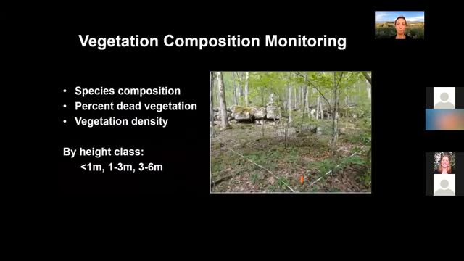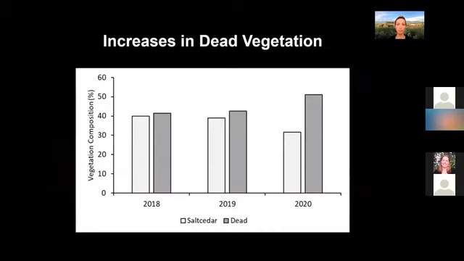So in addition to photographic monitoring, in 2018, we began quantifying vegetation composition and density at our monitoring stations in 3 different height classes in order to track potential longer-term changes in the vegetation community. Just very briefly, although we only have 3 years of data at this point, our initial results suggest that there are increases in dead vegetation at the sites that have been impacted by Diorama that seem to correspond with nearly identical decreases in salt cedar.